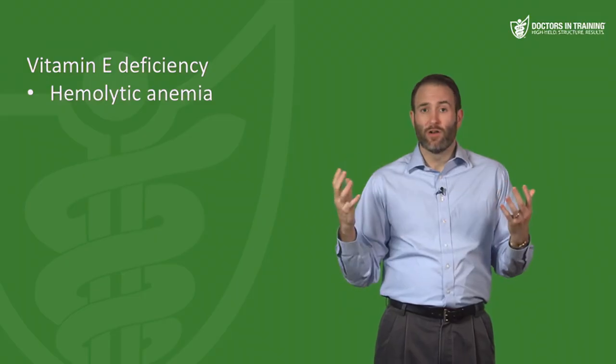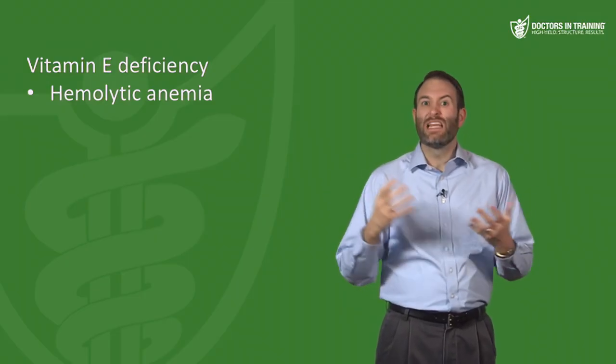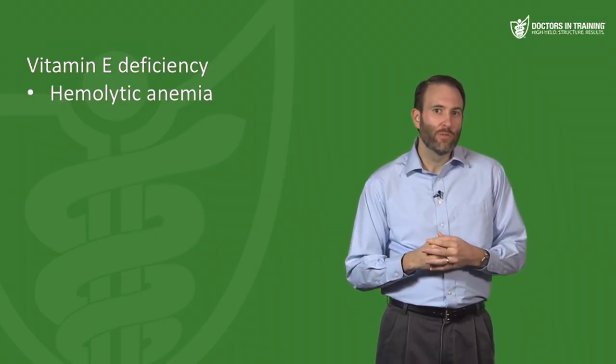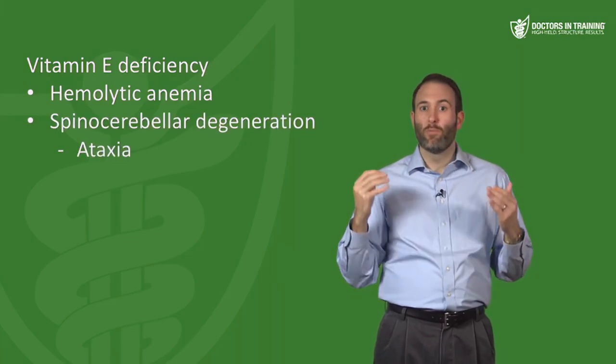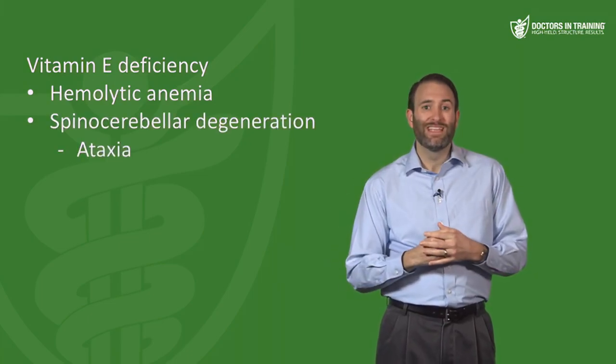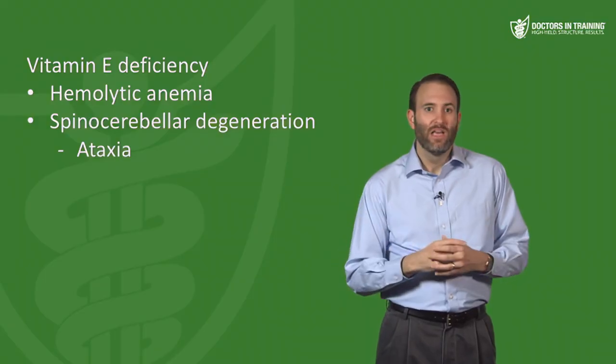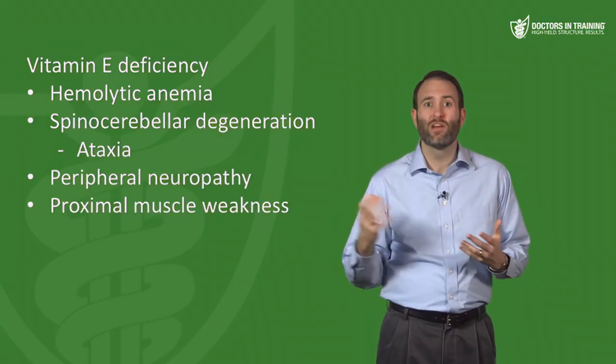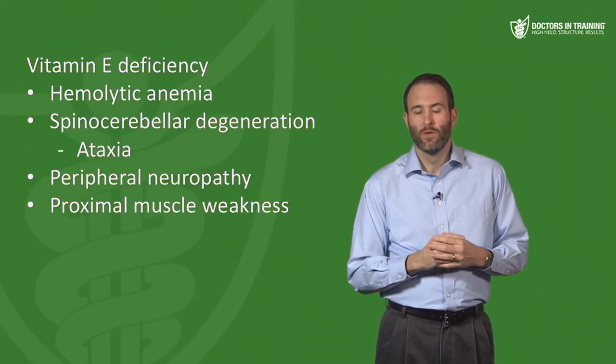If we're trying to protect ourselves, think of the opposite of that. We might see hemolytic anemia because there's less protection of those RBCs. You might see spinocerebellar degeneration resulting in ataxia. Those cells are being attacked. And then maybe some peripheral neuropathy and proximal muscle weakness as well.